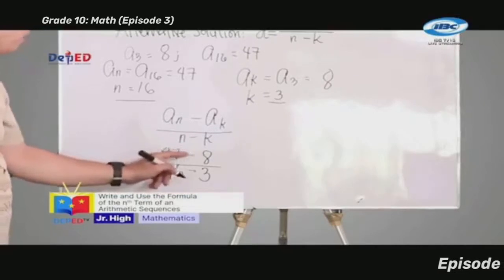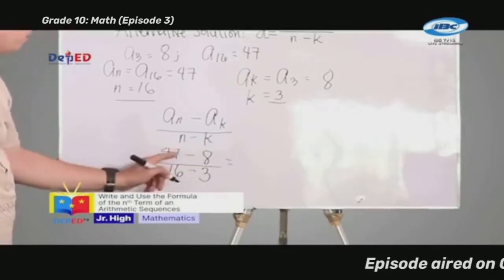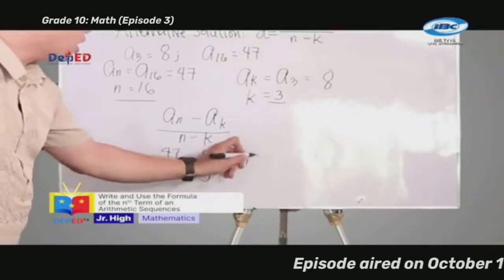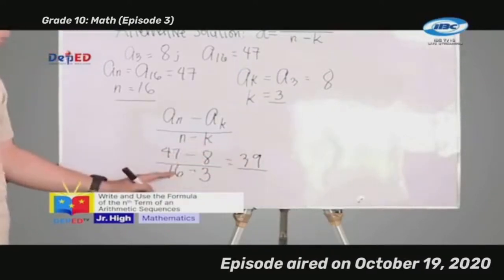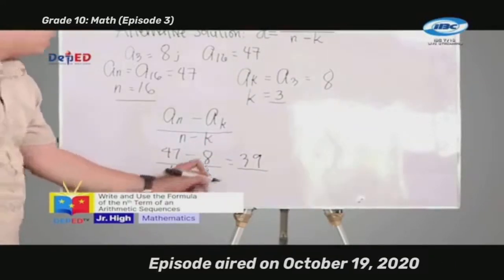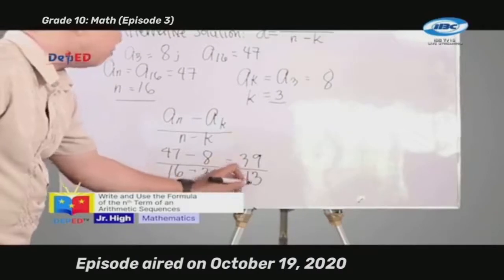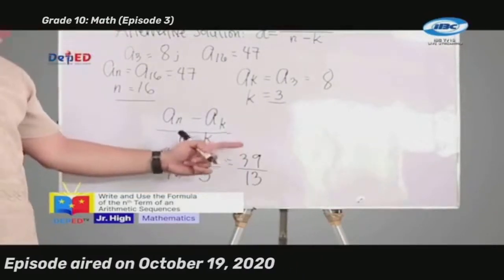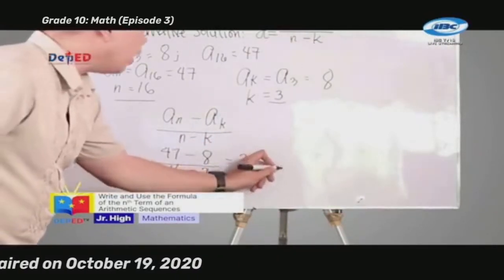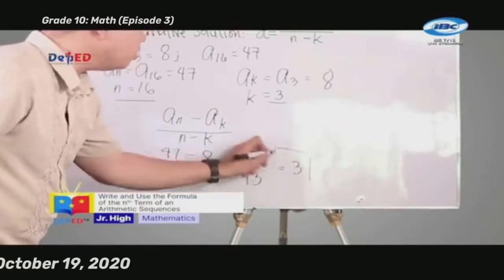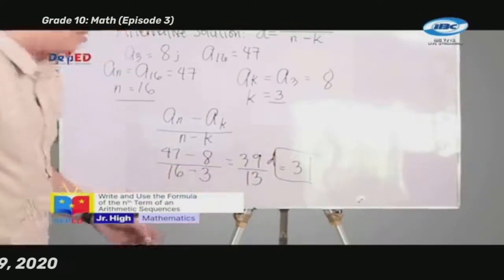Subtracting these values, we get 47 minus 8, that is 39. And 16 minus 3 is equal to 13. Then, divide 39 by 13, we will have 3. So the difference is still 3.